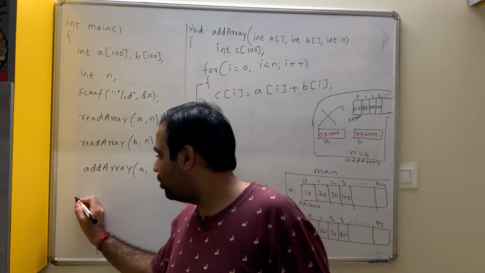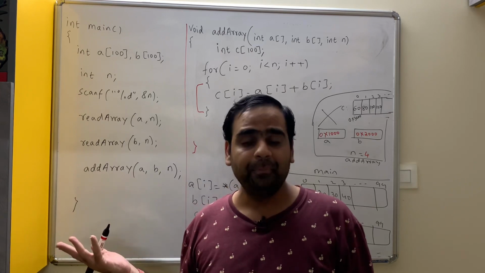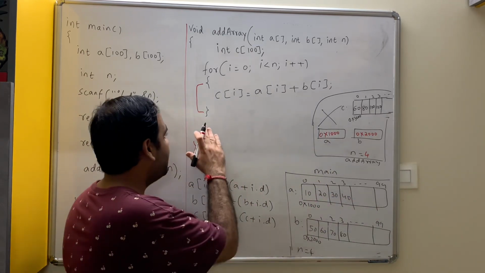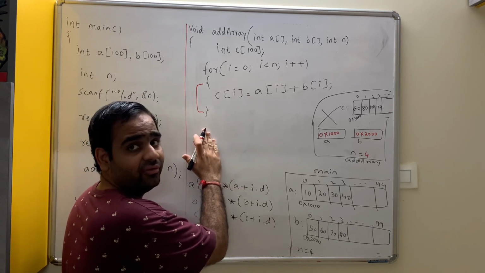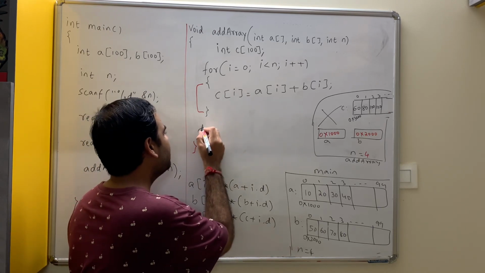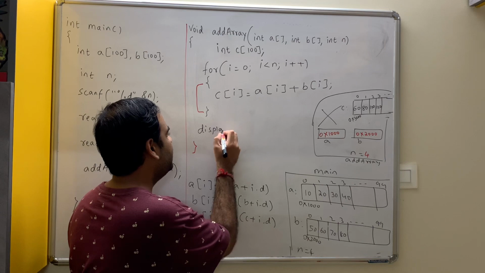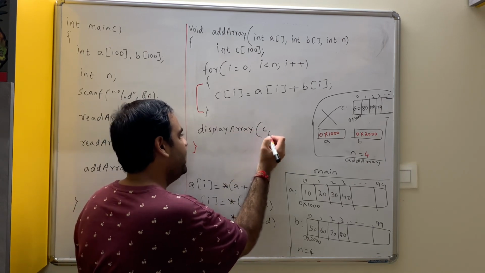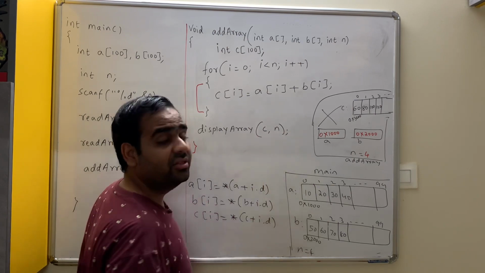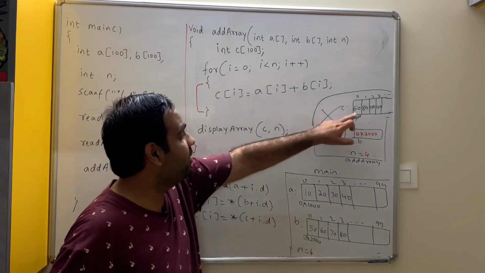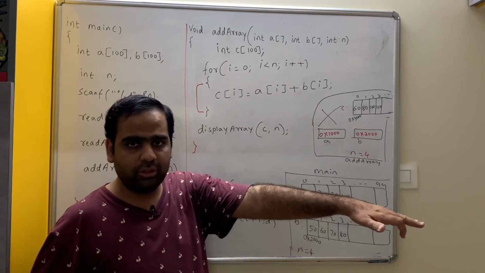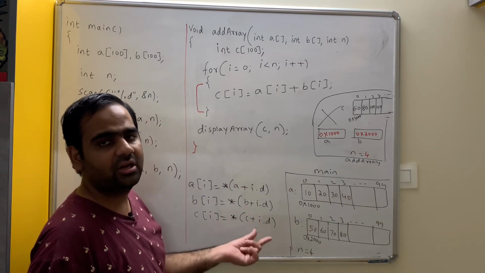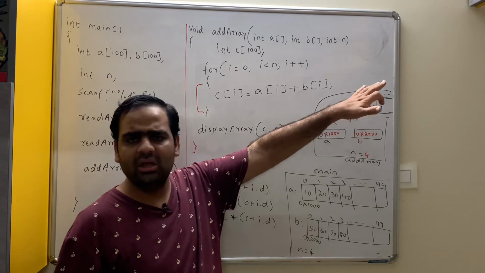Now if there is no answer, what shall I display? Therefore, display the answer in the add array function only. And how do we display the answer? We call the function display array. Which array do we want to display? Array C. And how many array elements are there? There are n array elements. C means 3000 will be passed to the display array function, and it will display C of 0, which is star of 3000 plus 0 into D, and so on.